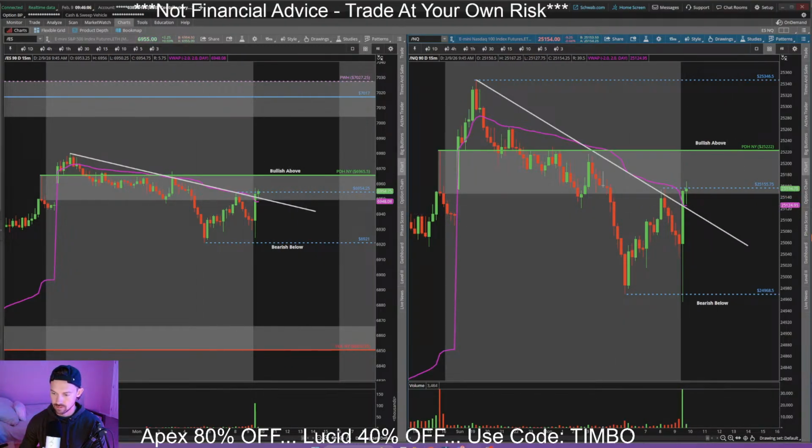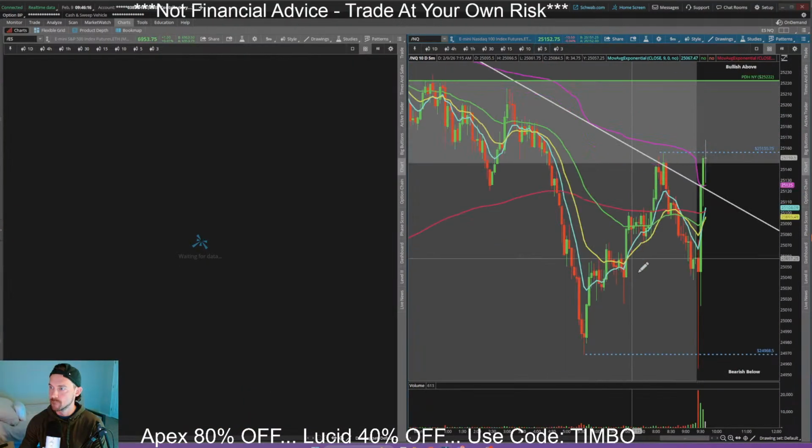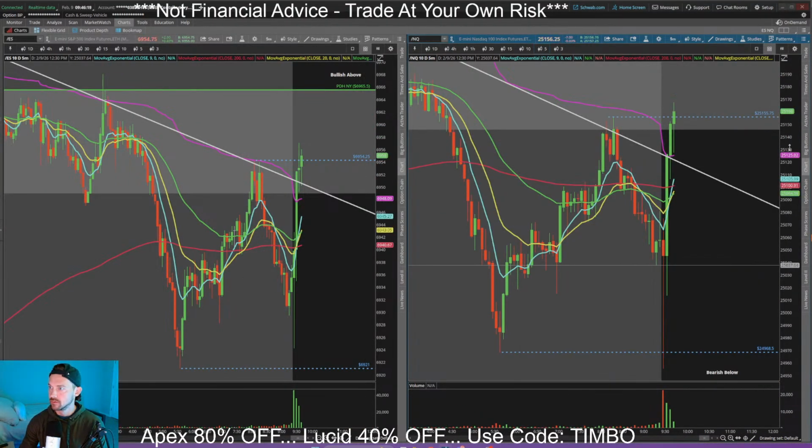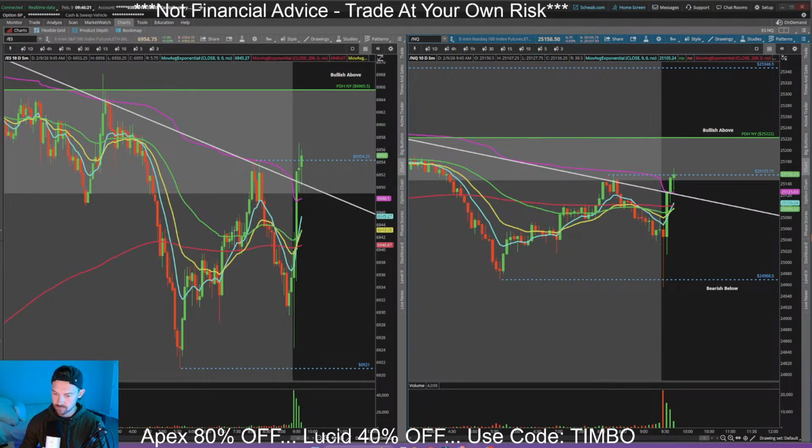All right. I'm going to take a quick long here on NQ, back over this 155 level. See if we can get a push up to previous day high. Order submitted.